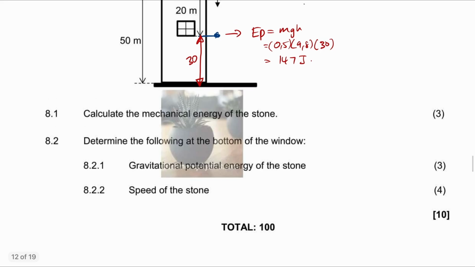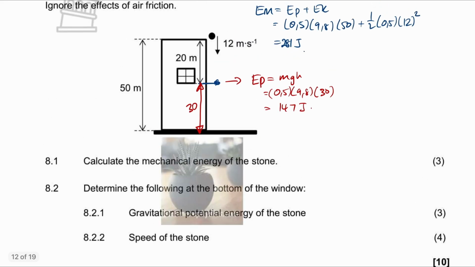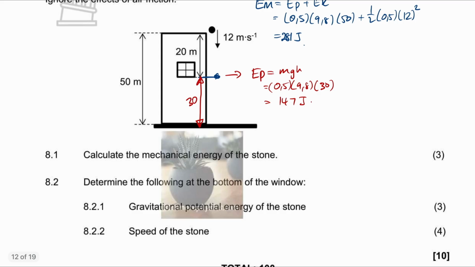Question 8.2.2, the speed of the stone. So how fast is the stone going when it's at that position? Here we can say that the mechanical energy is equal to the potential energy plus the kinetic energy. Mechanical energy is the same everywhere, so 281 is equal to the potential energy we worked out as 147 plus EK. That means that the EK is going to equal 134 joules.